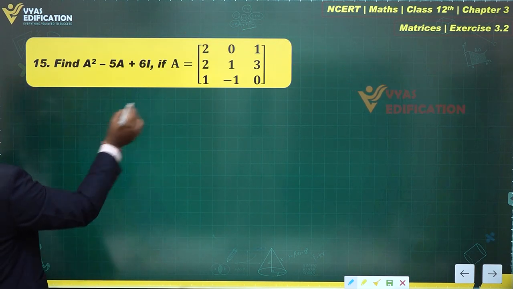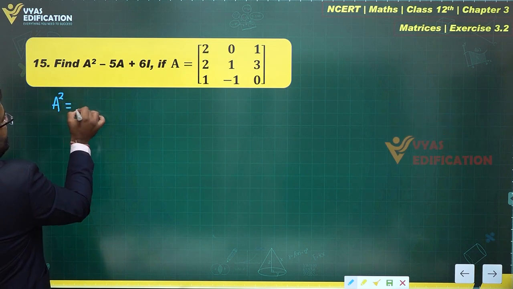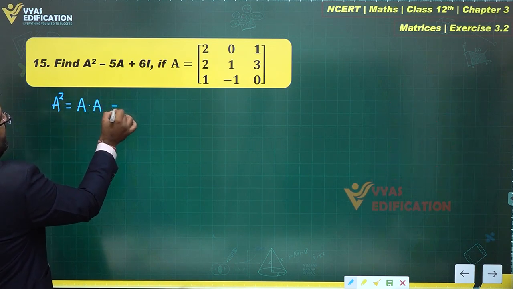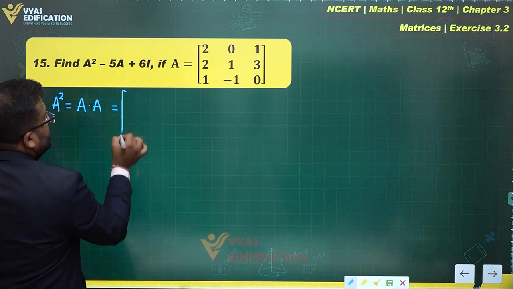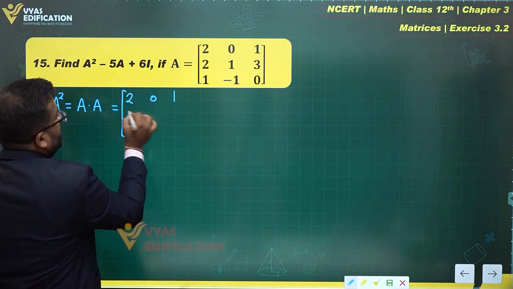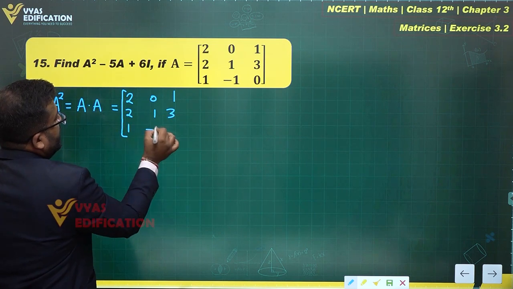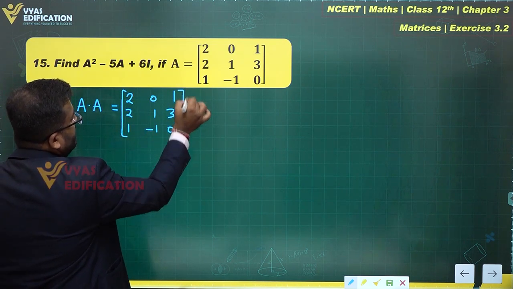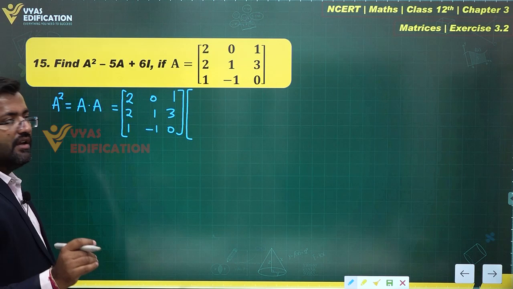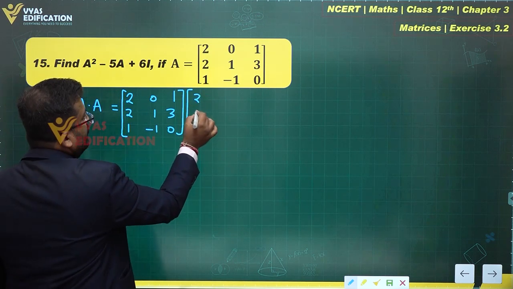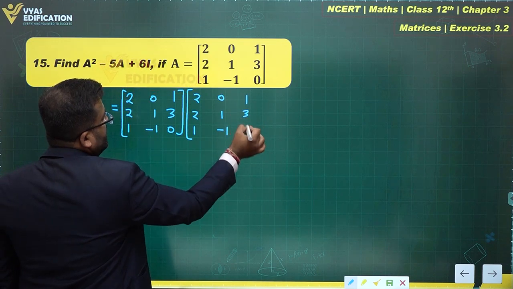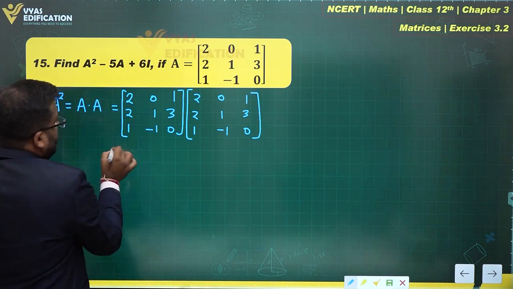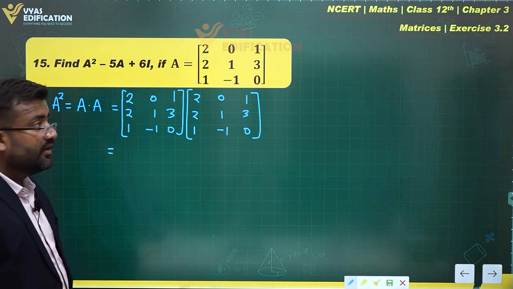How do we solve this? First I'll find A squared. A squared is simply A times A. What is this equal to? This is the matrix 2, 0, 1, 2, 1, 3, 1, minus 1, 0 multiplied with this matrix only, which is 2, 2, 1, 0, 1, minus 1, 1, 3, 0. That's what we have. Let's multiply them together.